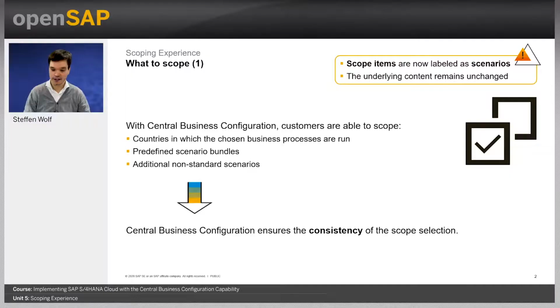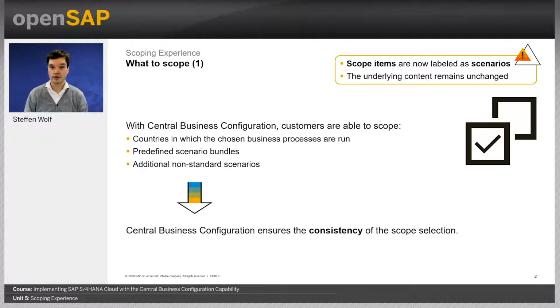So the first activity a customer is doing during an implementation project is defining the scope. And they start with choosing the countries in which the chosen business processes are being run. You can choose one or even more at once. And then you continue with a selection of predefined scenario bundles. This is a set of scenarios mandatory for running a business like professional services.